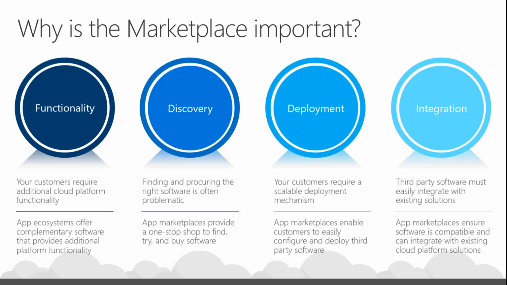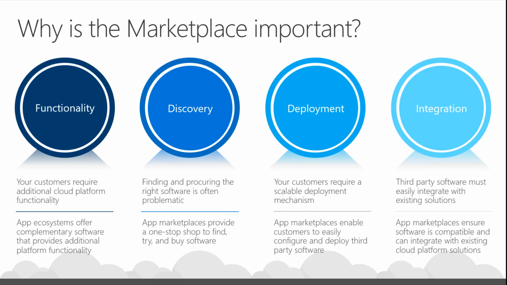So why is the marketplace important? Let's look at 4 different legs of the table here: functionality, discovery, deployment, and integration. For functionality, the application ecosystem addresses almost every customer need and helps to fill platform gaps. With discovery, the reality is that cloud shift is happening across enterprise, governments, small, medium, large markets, and finding the right software is often problematic and pretty resource intensive. It takes a lot of time and effort to do this right.